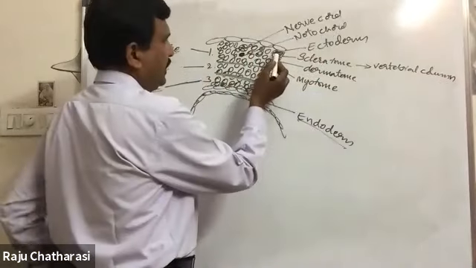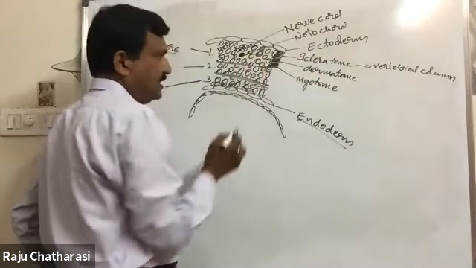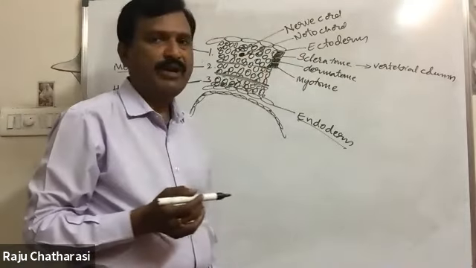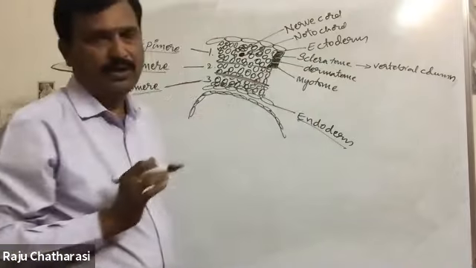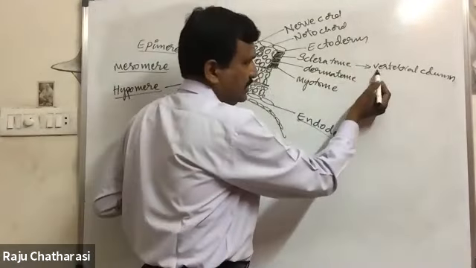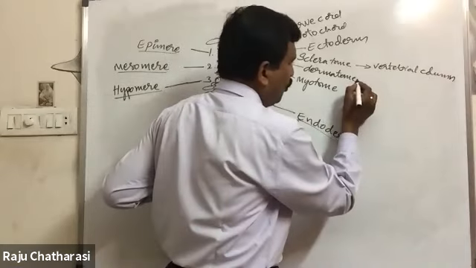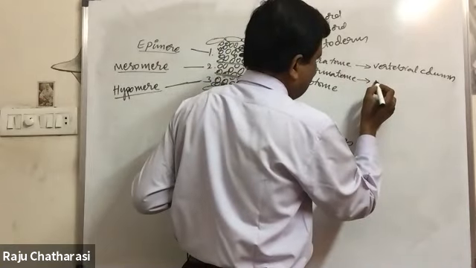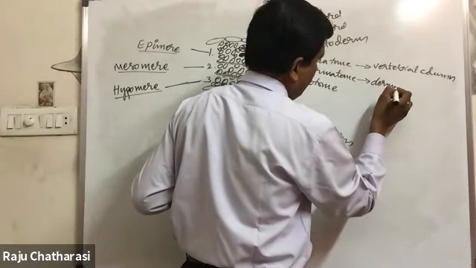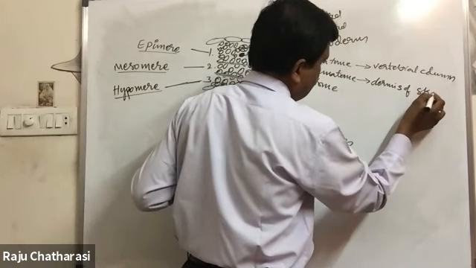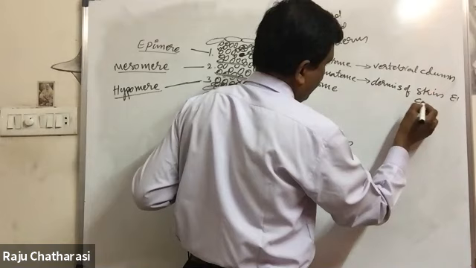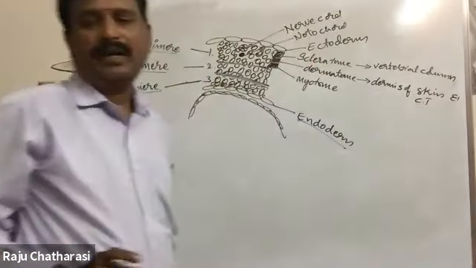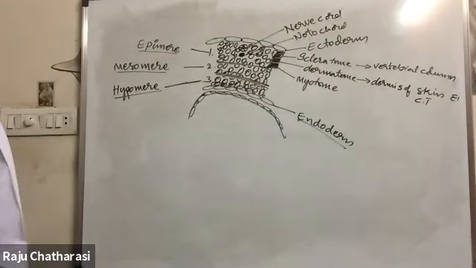See here, nerve cord and notochord-like structures are there, no? That region is divided and called the sclerotome block. It develops into the vertebral column. Dermatome develops into the dermis of skin and other connective tissue. Please remember, don't forget this. Dermatome develops into dermis of skin and other connective tissues.